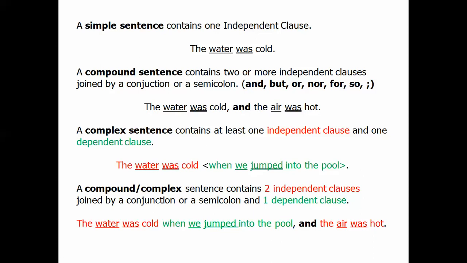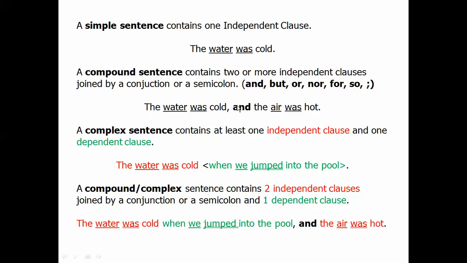A simple sentence contains one independent clause, so it's going to have one subject and one verb. A compound sentence contains 2 or more independent clauses joined by a conjunction or a semicolon. So here we have the water was cold joined by and to the other independent clause, the air was hot. So if you cover up the conjunction, you're going to find a sentence on each side.